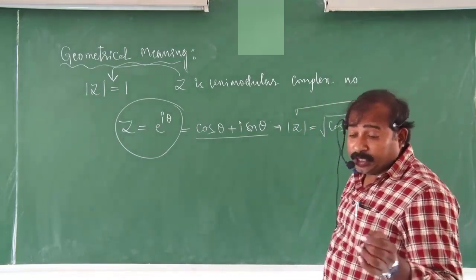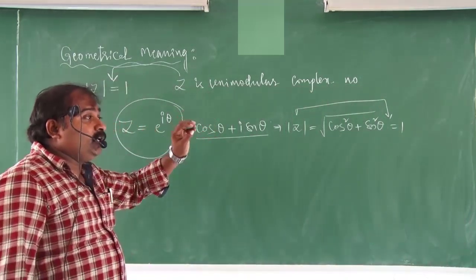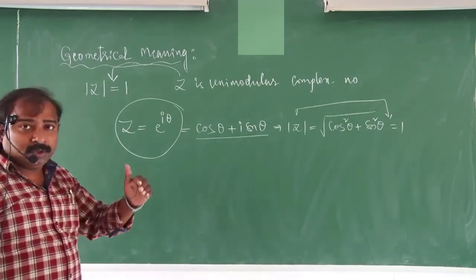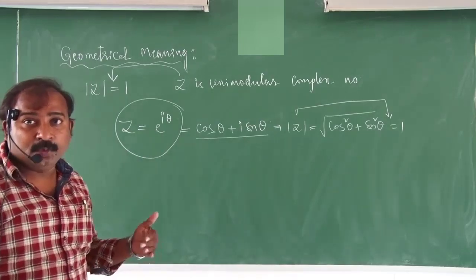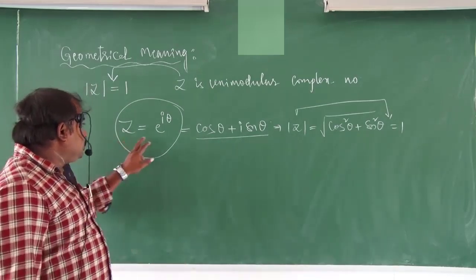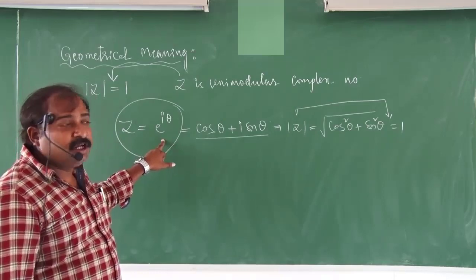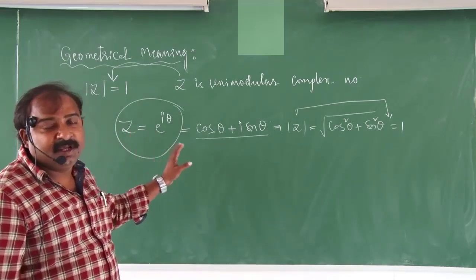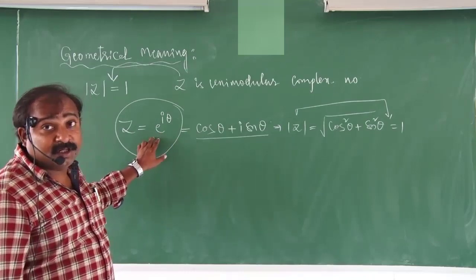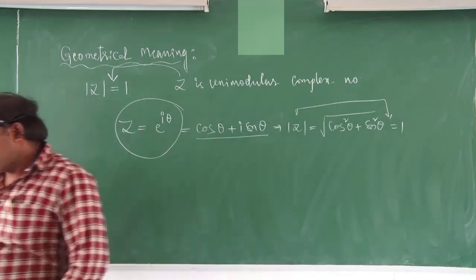Whenever they mention Z is a unimodular complex number, from a competitive point of view, it is easy to take the value as Z equals e power i theta. If you take Z equals e power i theta, then that bit will be easy for you. So from a competitive point of view, remember this point also. Okay, next, one more example.